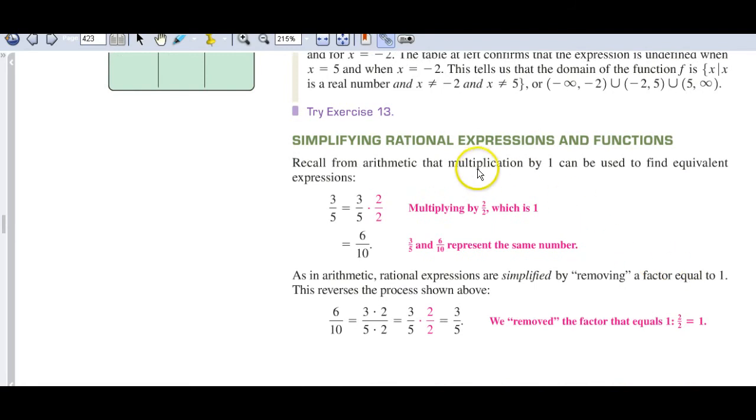All right, moving on into the mechanics of this now. They want us to simplify rational expressions and functions. Now, we know we can have a fraction, and if we multiply the fraction by 2 over 2, which is actually 1, we can multiply anything by 1, not change its value. But if our 1 is in the form of 2 over 2, this fraction becomes 6/10, which actually represents the same number.